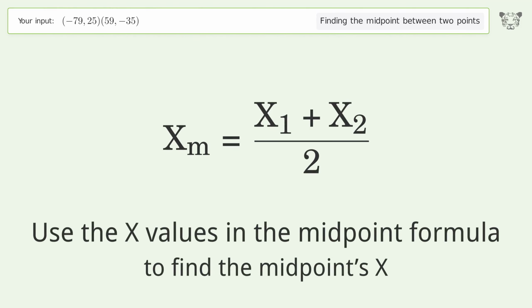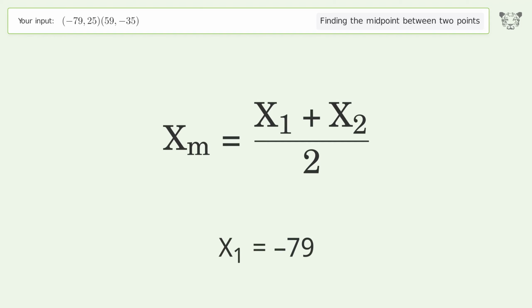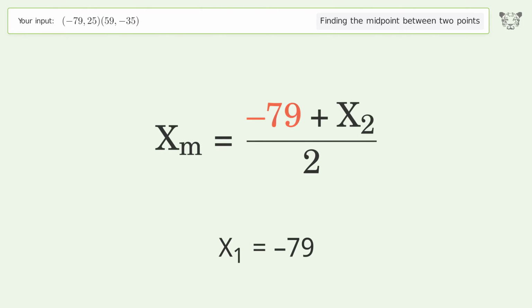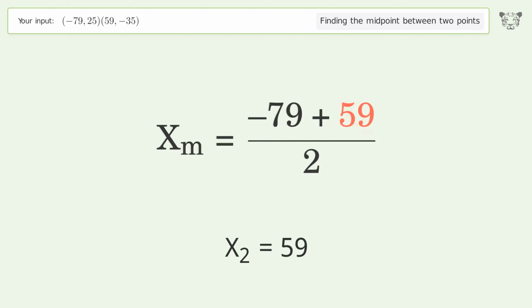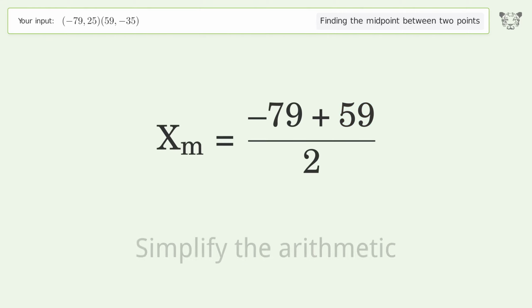Use the x values in the midpoint formula to find the midpoint's x. x1 equals -79. x2 equals 59. Simplify the arithmetic.